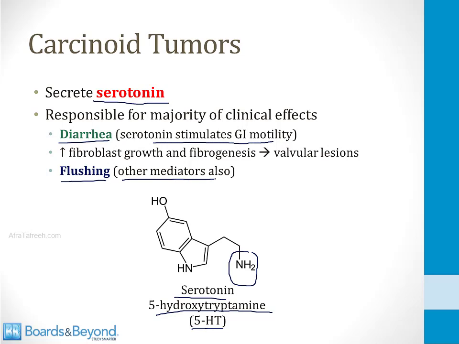And then the other symptom that some patients with carcinoid tumors develop is valvular heart disease. The serotonin can increase the fibroblast growth and the fibrogenesis in the valves of the heart, especially on the right side of the body in the tricuspid valve and pulmonic valve, and therefore some patients with carcinoid tumors develop symptomatic lesions of the pulmonic and tricuspid valves. We'll talk more about that in a minute.